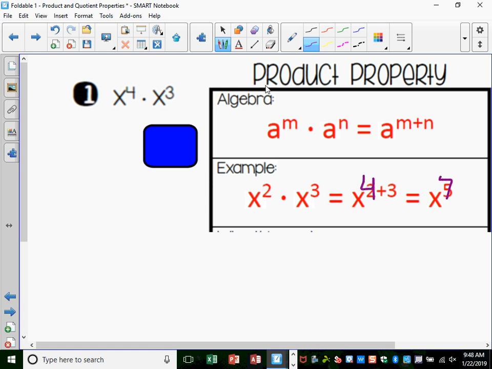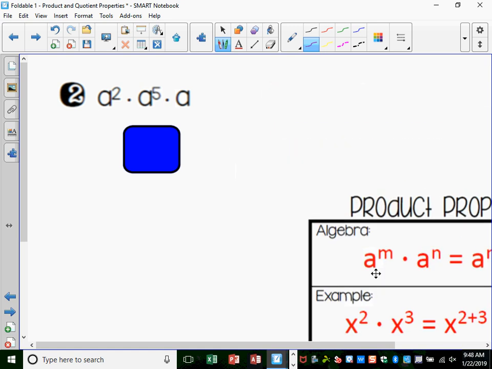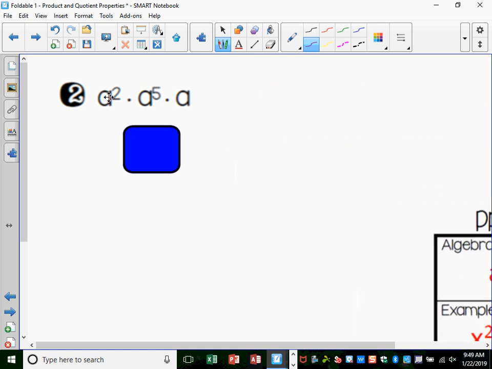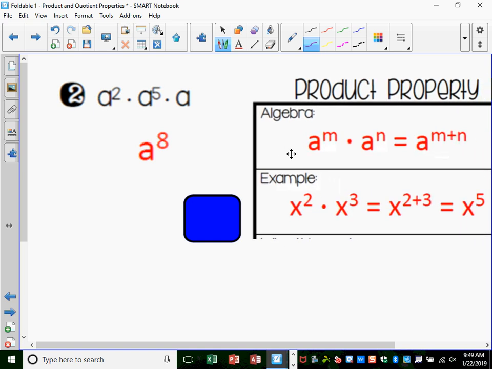All right, example 2. I think something got kind of messed up over here. Let me just move this out of the way. We have a to the second, a to the fifth. What is this exponent? 1. So what's 5 plus 2 plus 1? All right, a to the 8th. This is just showing you applying the rule. This is not for this particular property. This is the property that you're using. This is the rule that you're using.